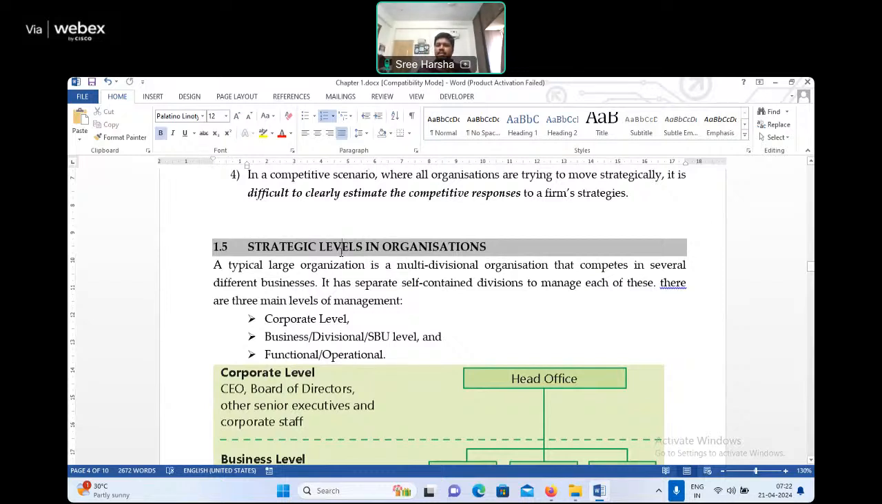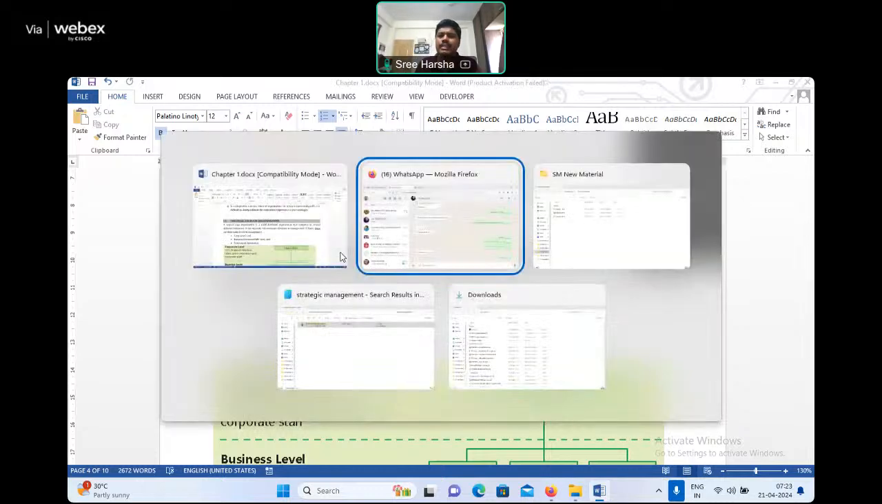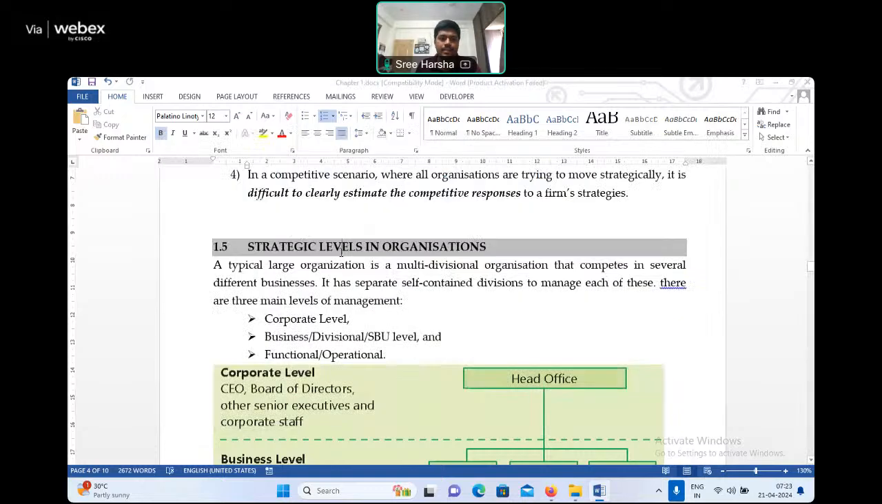Okay. The next aspect. So what all have we discussed? Strategy, management, strategic management, importance of strategic management, limitations of strategic management. Then the next topic is strategic levels inside the organization. Usually, when the organization is of a very big size, a large entity, strategies get formulated at 3 different levels. Let me explain it like this.